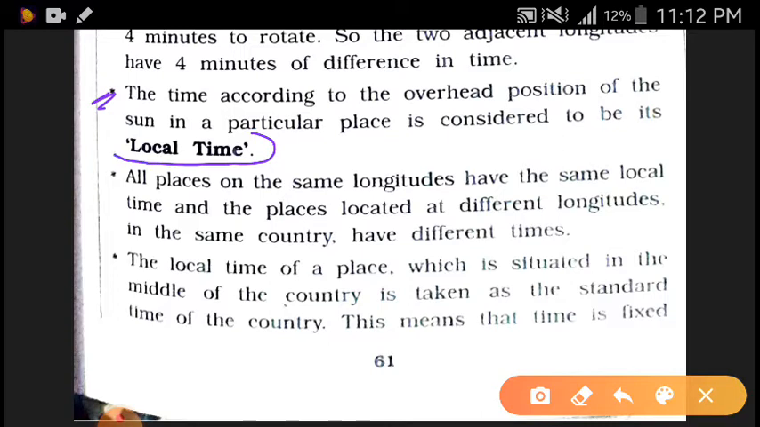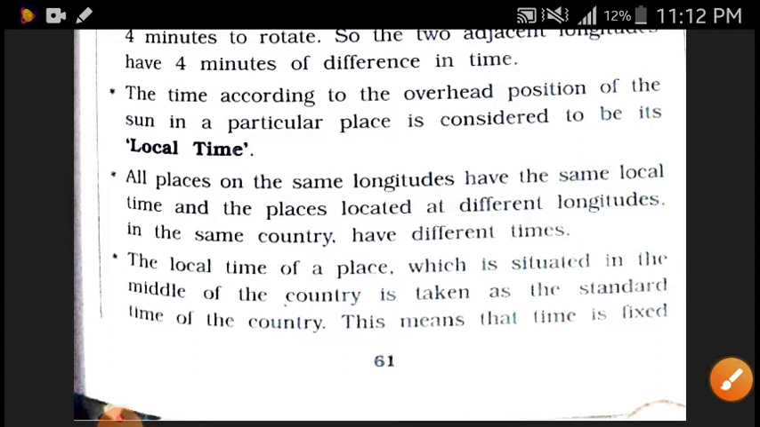The time according to the overhead position of the sun in a particular place is considered to be the local time. When the sun is overhead in the afternoon, at that time we say that it is 12 p.m. Before that, up to 11:59, it is a.m. But when the sun is exactly overhead, from then on we count the time. That is local time, not the perfect time, but the local time.